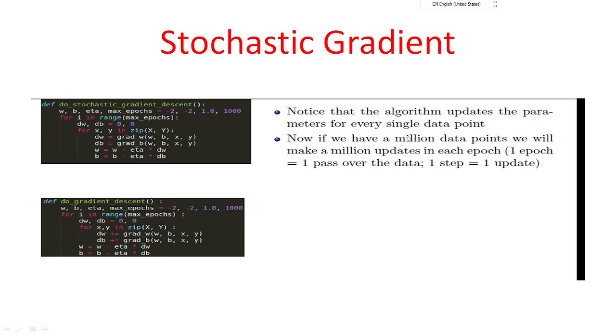The algorithm updates the parameter for every single data point. Now if we have a million data points, we will make a million updates in each epoch. What is an epoch? An epoch is one pass over the data. If we have 1000 data points, when you complete passing over all the 1000 data points, that is called one epoch. One step is one update.